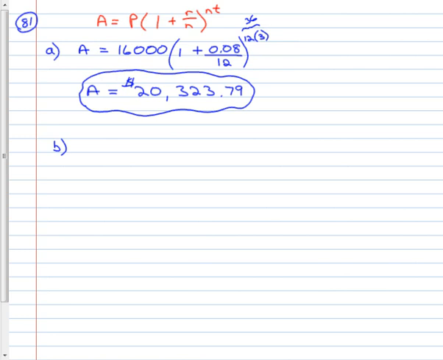Part B, they want to know continuously. So here's our second formula you need to make sure you've memorized. A equals P e to the rt.